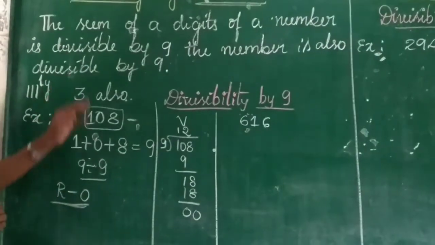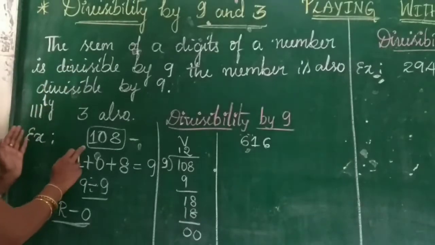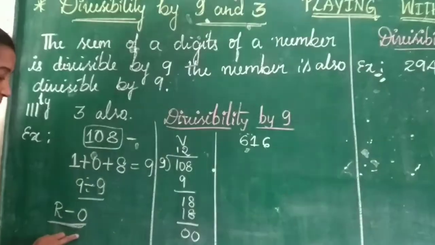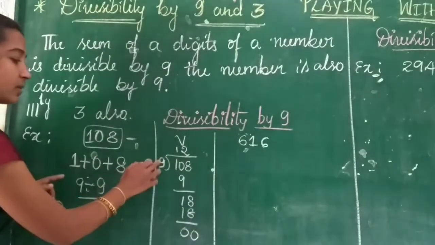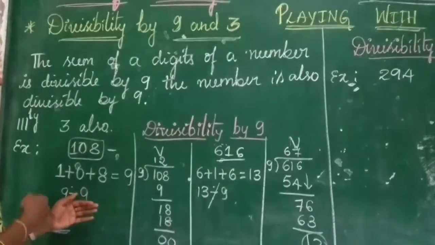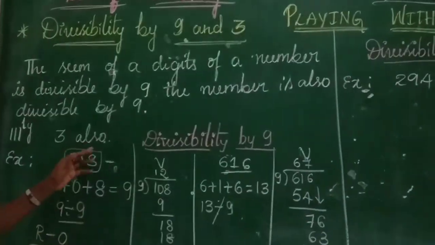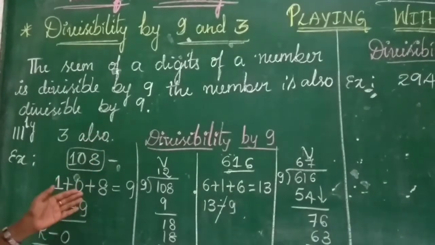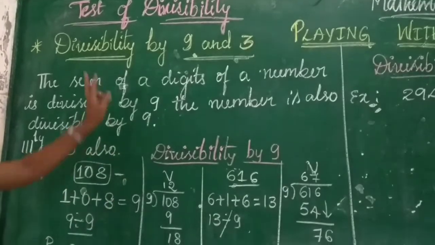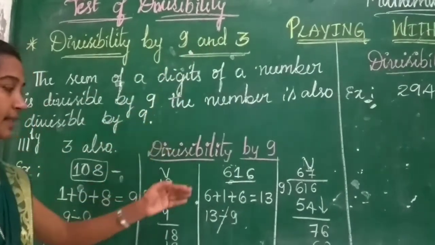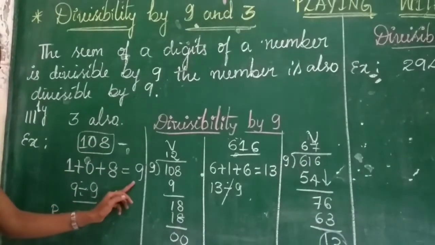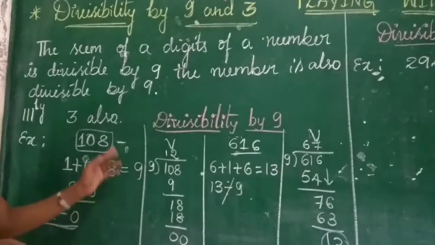See children, according to this rule, the sum of the digits of the number is divisible by 9, and as it gives the remainder 0, the number is also divisible by 9. Now, with divisibility by 9, without doing the division process, we can easily tell whether the number is divisible by 9 or not. In the same way, the divisibility rule for 3 also states that if the sum of the digits of a number is divisible by 3, the number is also divisible by 3.